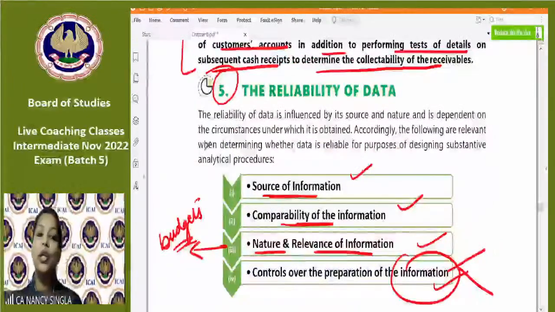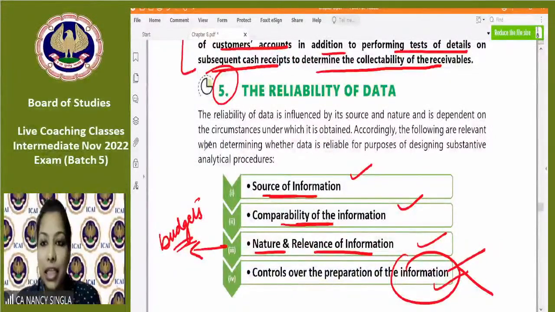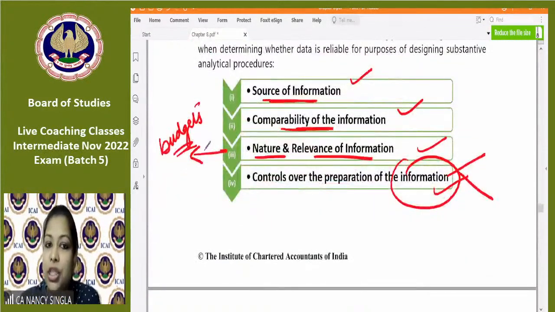Okay? Reliability of data. When the auditor is applying analytical procedure, he will see the reliability of data. There are 4 factors: source of information, comparability, nature and relevance, and control over preparation of information. Source of information: external is more reliable. Comparability of information: he will see whether the data is comparable or not. Nature and relevance: we saw an example of budget. The budget should be based on expectation rather than the goals to be achieved.